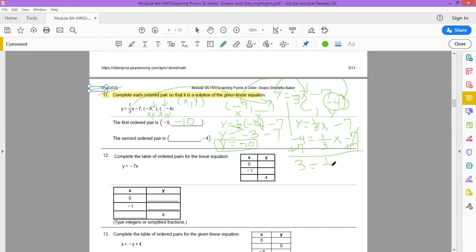So 3 equals 1/3 x. Now, in order to get x by itself, we're going to take the reciprocal of 1/3. So we're going to flip this fraction, moving the denominator to the numerator and the numerator to the denominator, and we're going to multiply both sides of the equation by that reciprocal. When you reverse this fraction, the reciprocal is going to be 3/1, or just 3. So we're multiplying both sides of the equation by 3. On the right side of the equation, 3 and 1/3 will cancel each other out, leaving x. And on the left side, 3 times 3 would give us the value of x, which is 9.